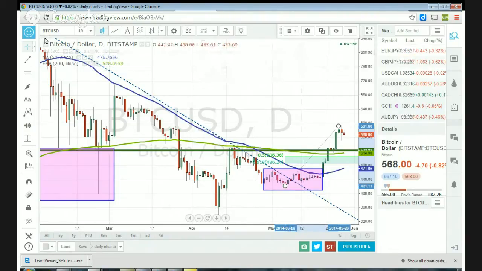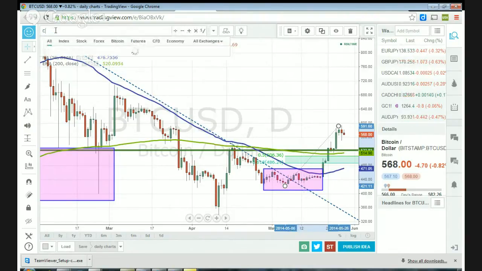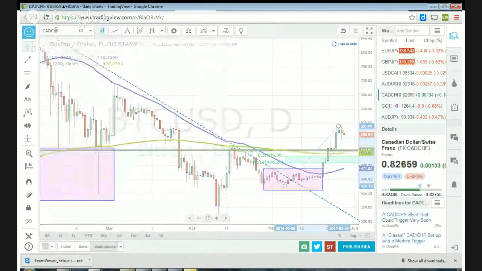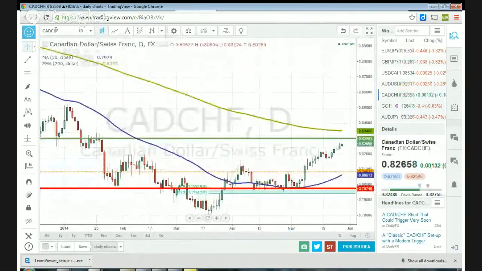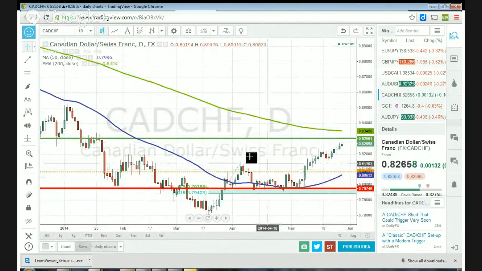Let's take a look at those trades that I have on at the moment. First up is Canada Swiss, and this trade is at break even. So far, so good on Canada Swiss. Just a matter of waiting. You know, it's getting close to the profit target, which is always nice. And let's see if we can hit that. Really, nothing else to do. The stop is already at break even.